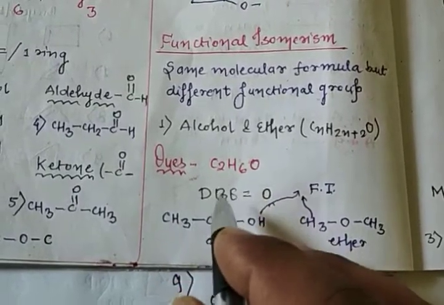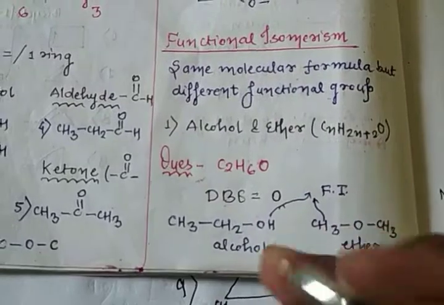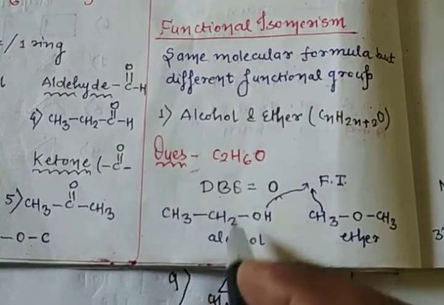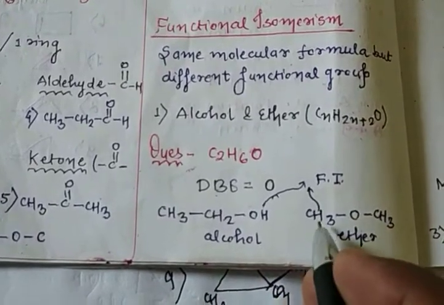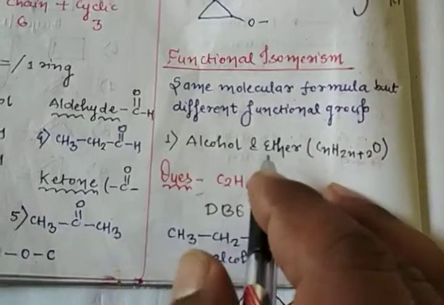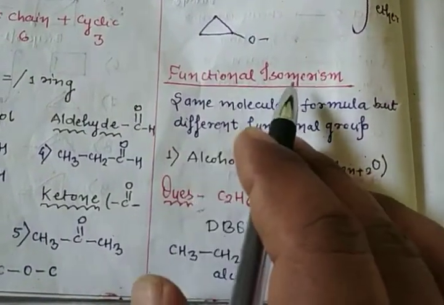Just find out the formula. Based on the formula, there is 0 DB. It means no double bond, no ring. So there are 2 carbon, 6 hydrogen and 1 oxygen, same as 2 carbon, 6 hydrogen and 1 oxygen. The alcohol and ethers are the example of functional isomerism. Okay, clear?